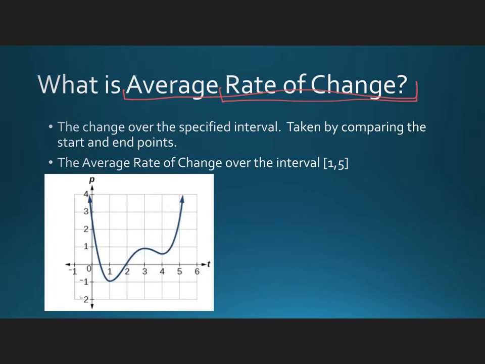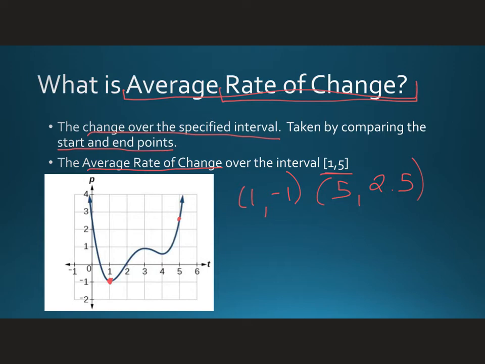The average rate of change is the change over a specified interval. We take it by comparing the start and the end points. So let's look at the average rate of change of this graph over the interval 1, 5. So I'm looking at the point down here where my x value is 1 and the point here where my x value is 5. So those points are (1, -1) and (5, 2.5).